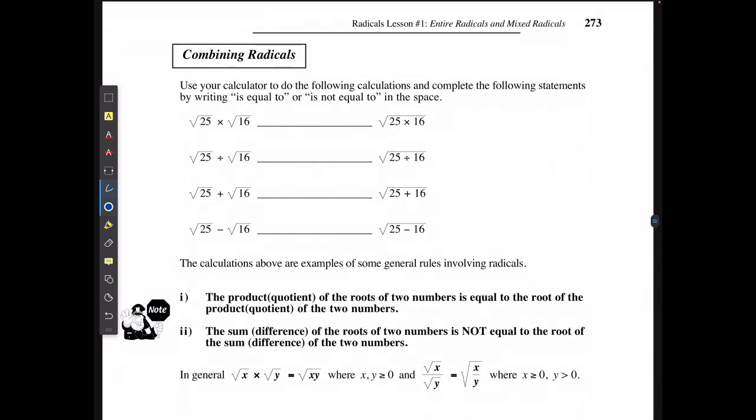Now, I can multiply or divide radicals, which we should already know. If I said the square root of 25, that's going to give me 5 times the square root of 16, which is 4, that's going to give me 20. If I take 25 times 16, that's going to be the square root of 400, which also happens to be 20. So these are equivalent.